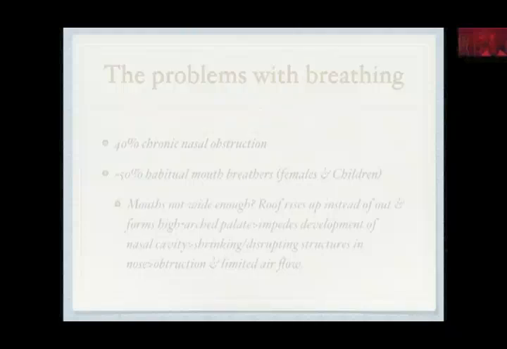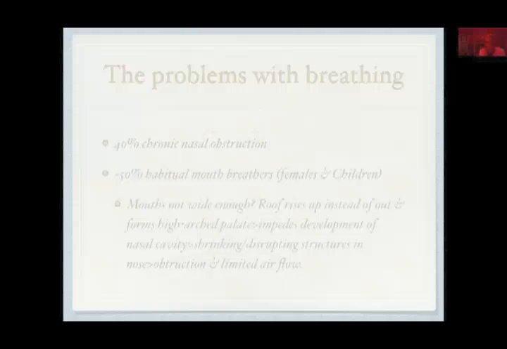So the problems with breathing: 40% chronic nasal obstruction, and this is in the numbers from the United States. So 40% have a chronic nasal obstruction, meaning they cannot breathe clearly through their nose. Approximately 50% are habitual mouth breathers. Females and children are the worst. Okay?